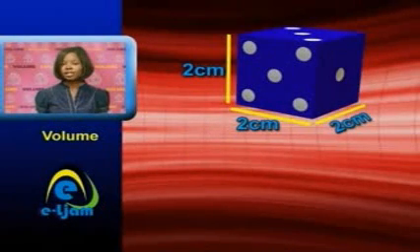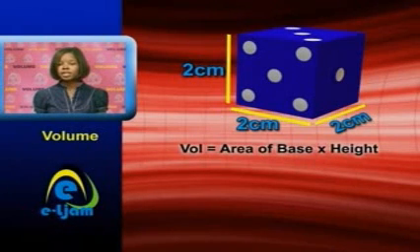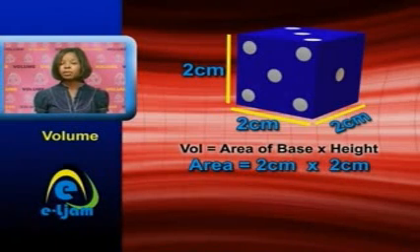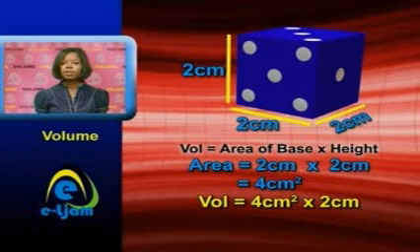If a die has an edge of 2 centimeters, what is its volume? We use the same approach to find the volume of the die. We know that the die is a cube, so the area of the base would be length times length, which is 4 centimeters squared. The volume would therefore be 4 centimeters squared times 2 centimeters, which is 8 centimeters cubed.